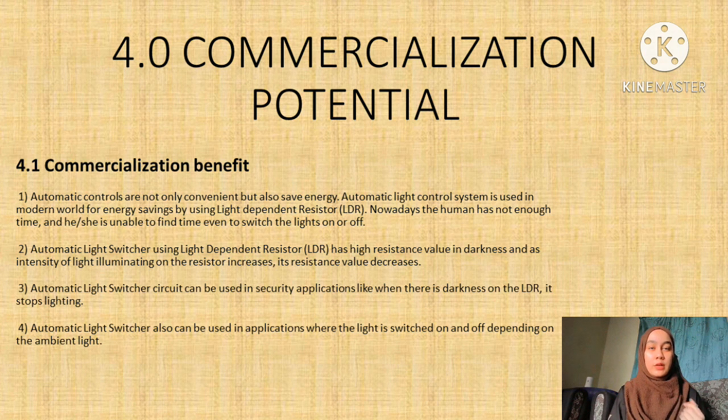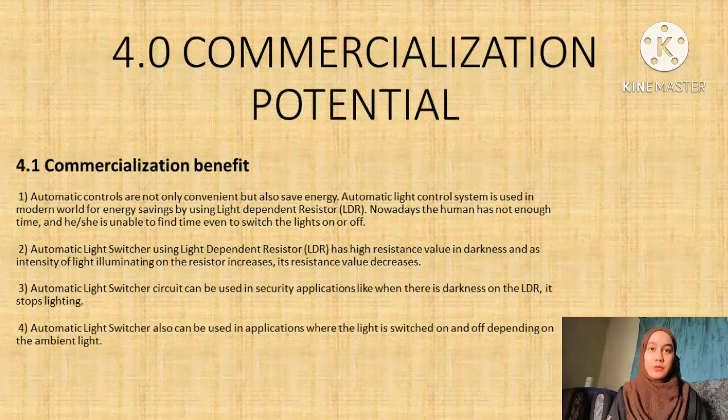I will present about the commercialization potential. For the first point, it is commercialization benefit. We have 4 benefits for the automatic light switcher using LDR. The first point is automatic controls are not only convenient but also save energy. The automatic light control system is used in the modern world for energy saving by using LDR, light dependent resistor.